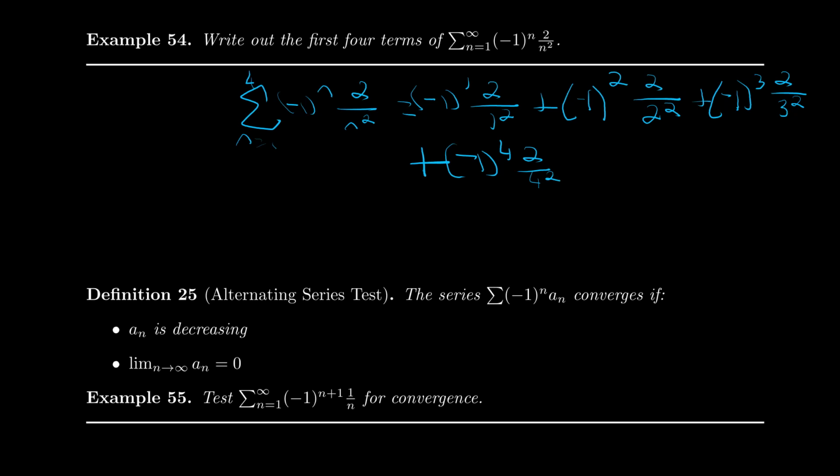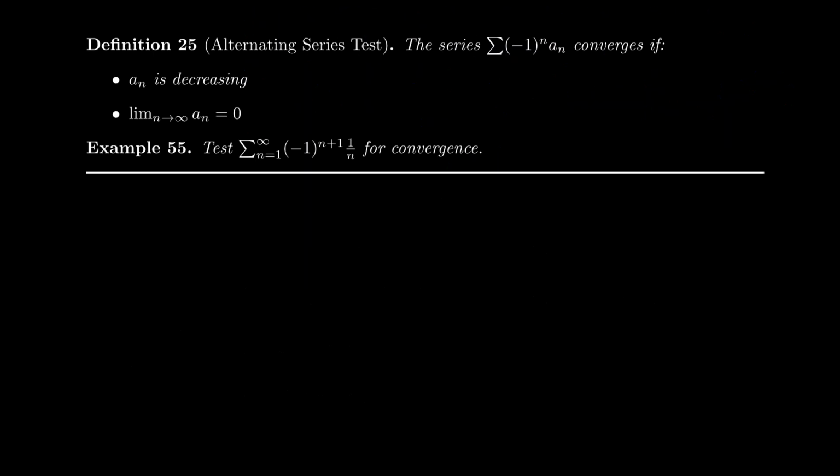Now, let's talk about the alternating series test. This series converges if, first off, this guy needs to be decreasing. And then the limit of that term, that is, without the alternator, is 0. That's it. Is it decreasing? And is the limit of the term 0?